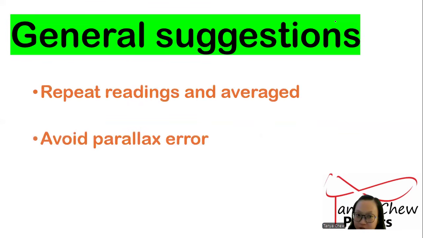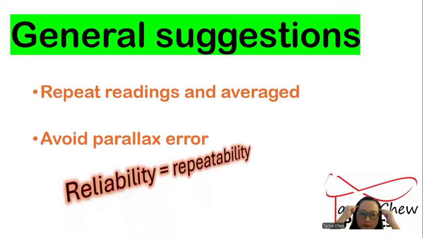So the general suggestions: if you lack ideas, they ask you to suggest something, and you really blank, you don't know what to write, you could write this to help you. Maybe say repeat the readings and find the average. Or just say avoid parallax error, make sure that the eye level is perpendicular, or 90 degrees, to the scale of the measuring instrument. One thing that you have to bear in mind: reliability of the experiment is equal to repeatability. If you repeat more times and find the average, your result will be more reliable.